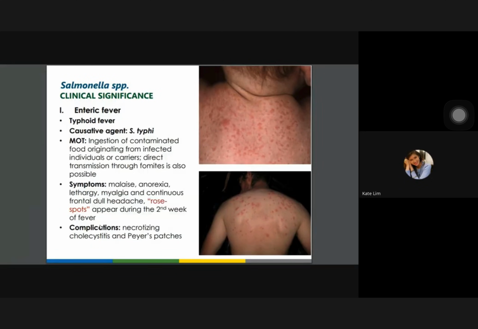How do we get this, and why do we experience diarrhea? Here's a bit of how it works.